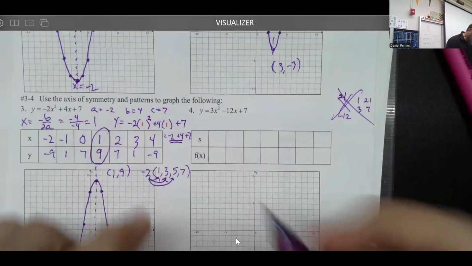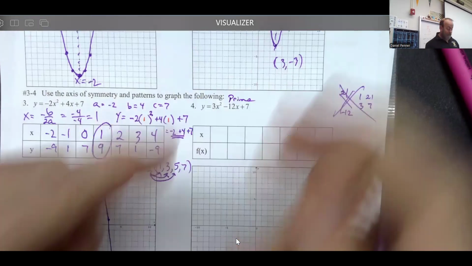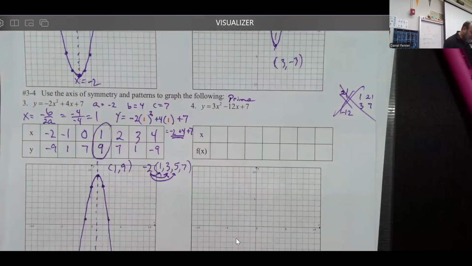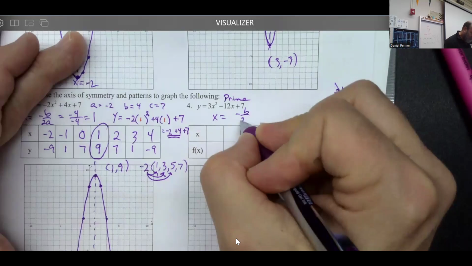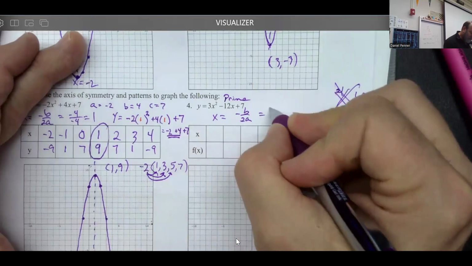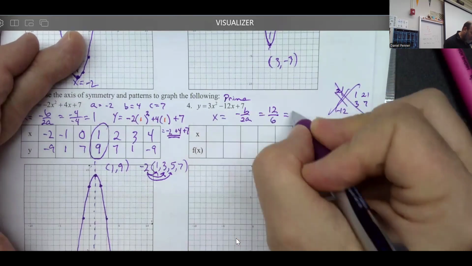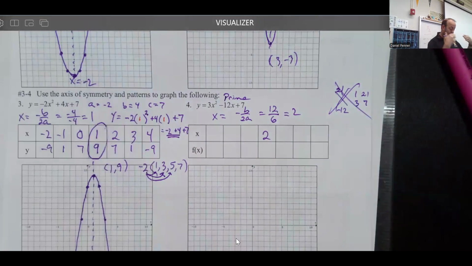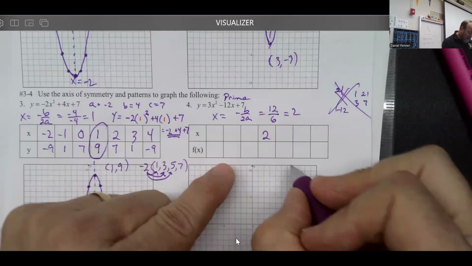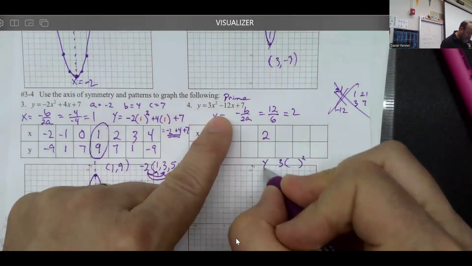This thing right here is actually called a prime, meaning it can't be broken down. So we're going to do our opposite b over 2a, which is going to be positive 12 over 2 times 3, which is 6, and that gave me 2. And now what I need to do is go in there and plug in the number 2 into my original problem.